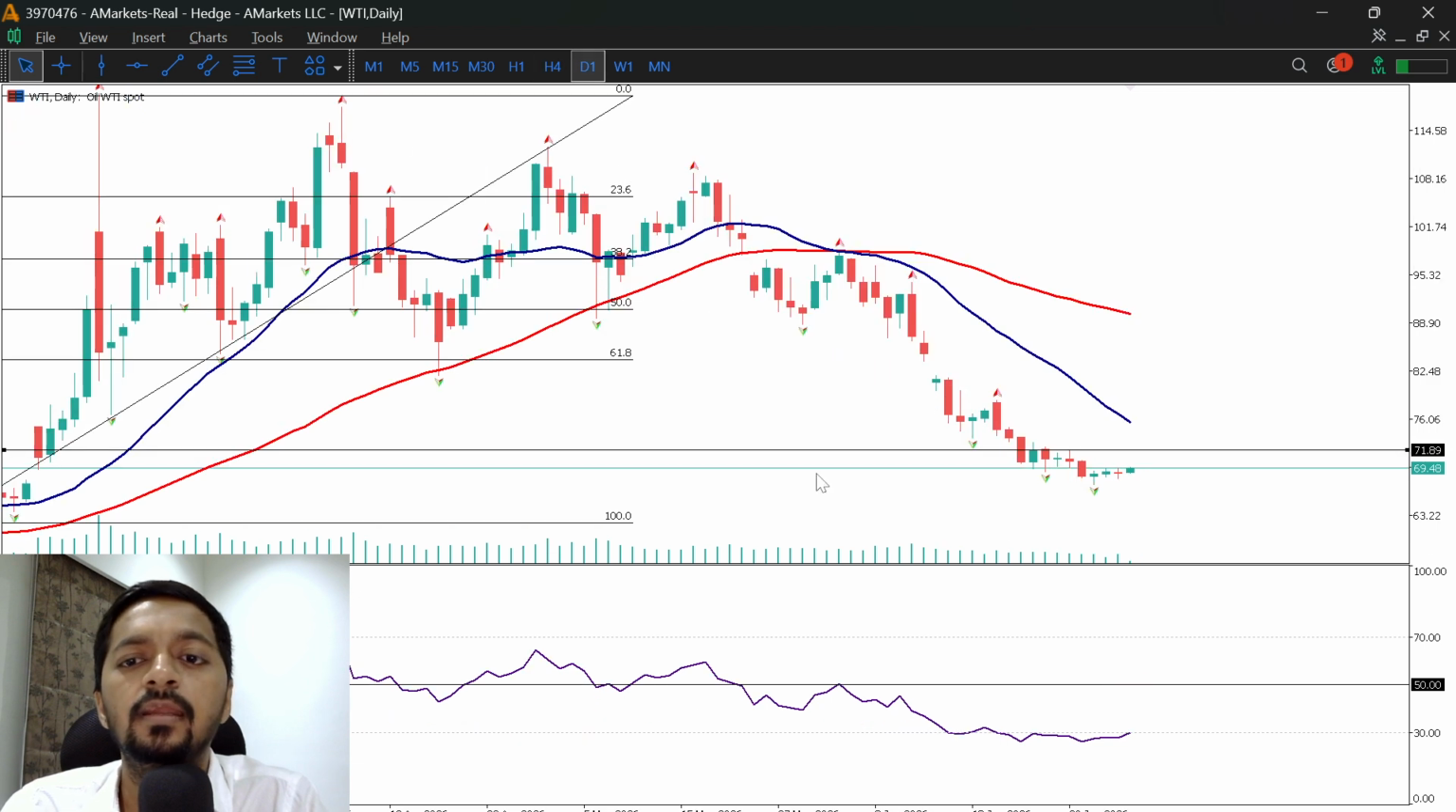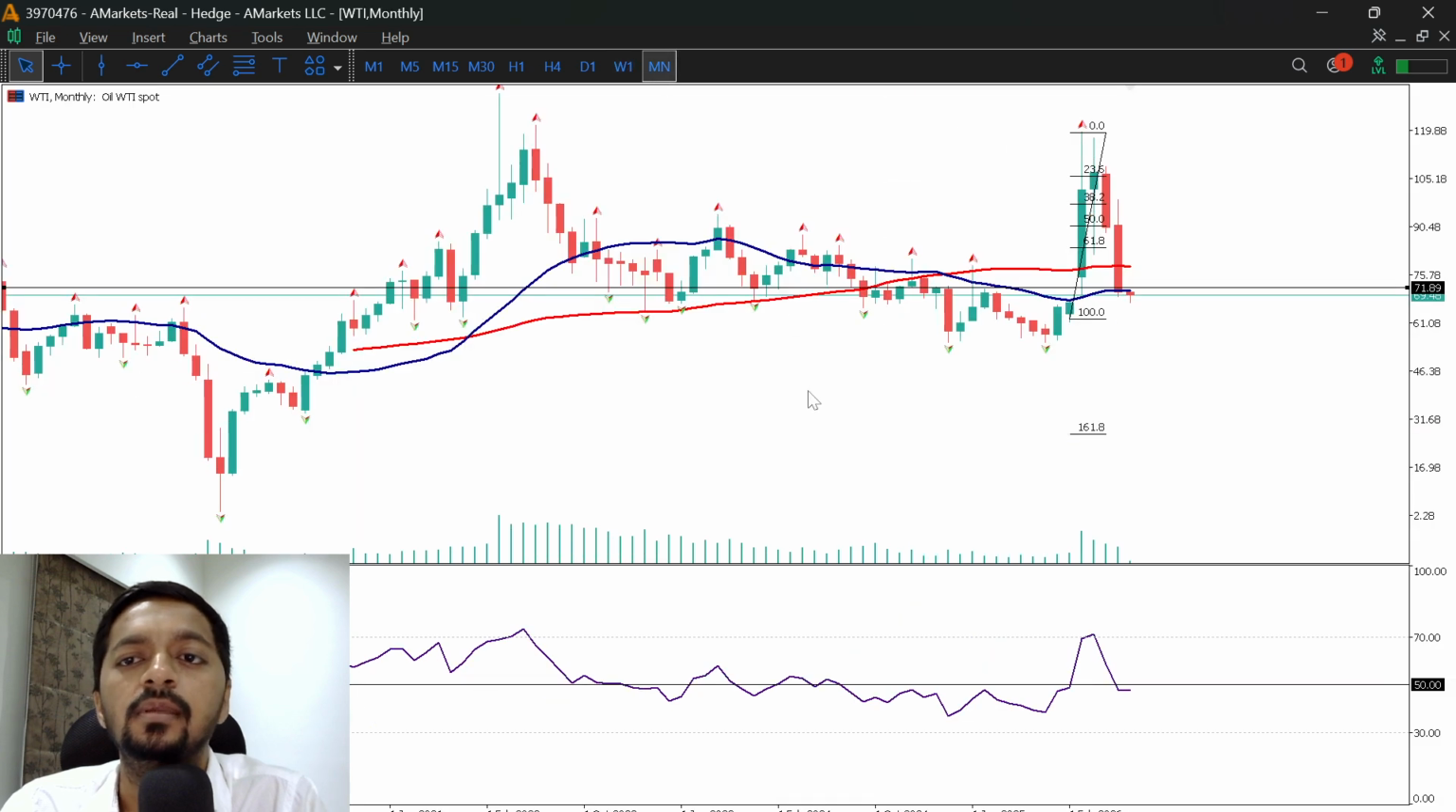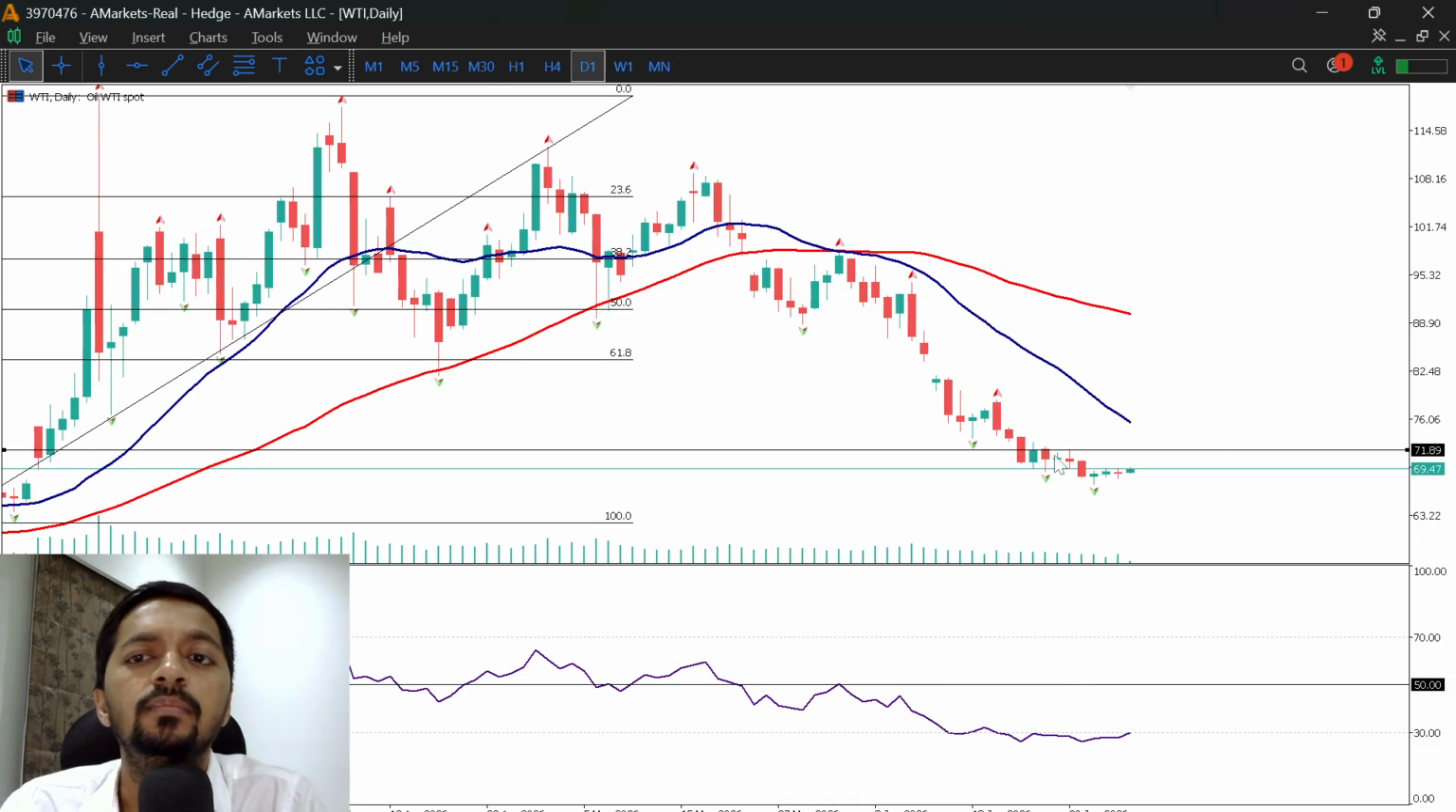Now, if you look at the daily, weekly, and monthly RSI, all the time frames are indicating that momentum is strongly supporting this downward trend. At this point of time, the short-term trend is definitely indicating a corrective bounce, but the medium to long-term trend is still indicating that the downward trend will continue.